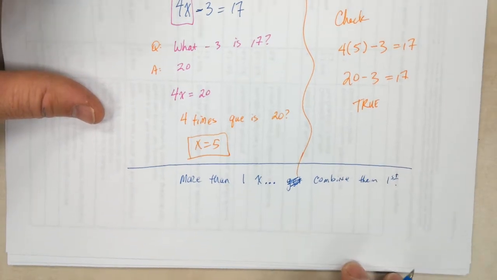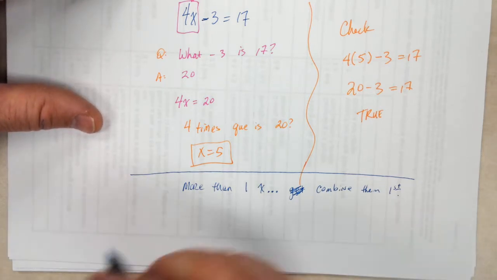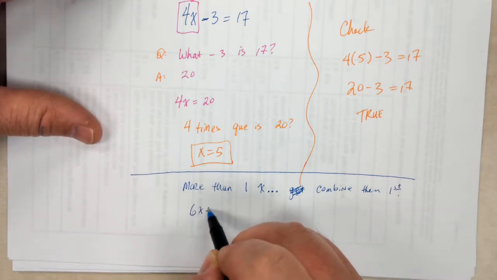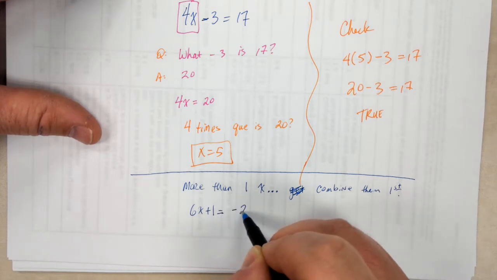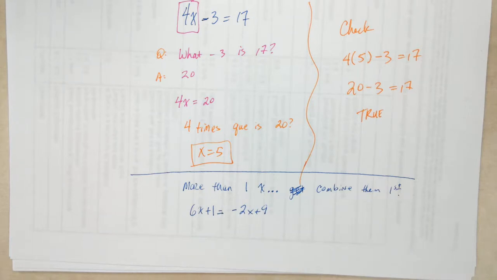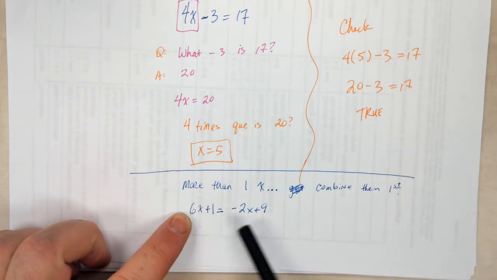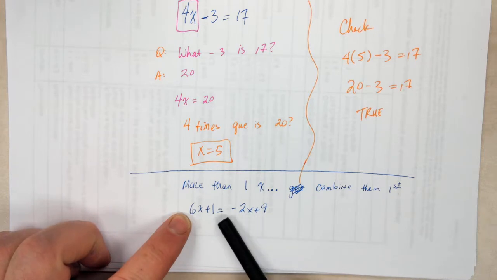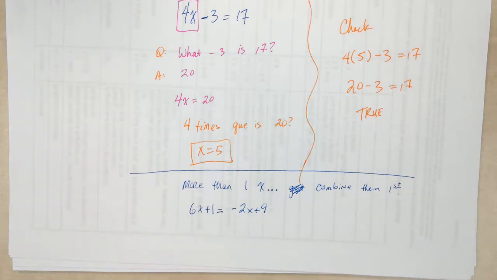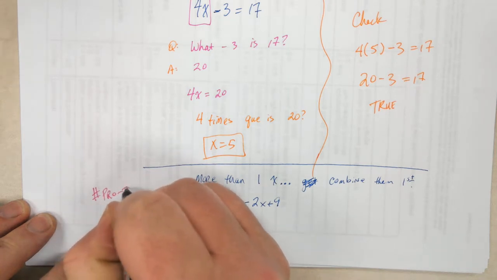So, for example, let's say we had, we'll do that one right there. 6x plus 1 is minus 2x plus 9. See, we have an x on the left of the equal sign, and we have an x on the right of the equal sign. Before we can start solving this thing, we've got to get those x's together. And here is a pro tip.